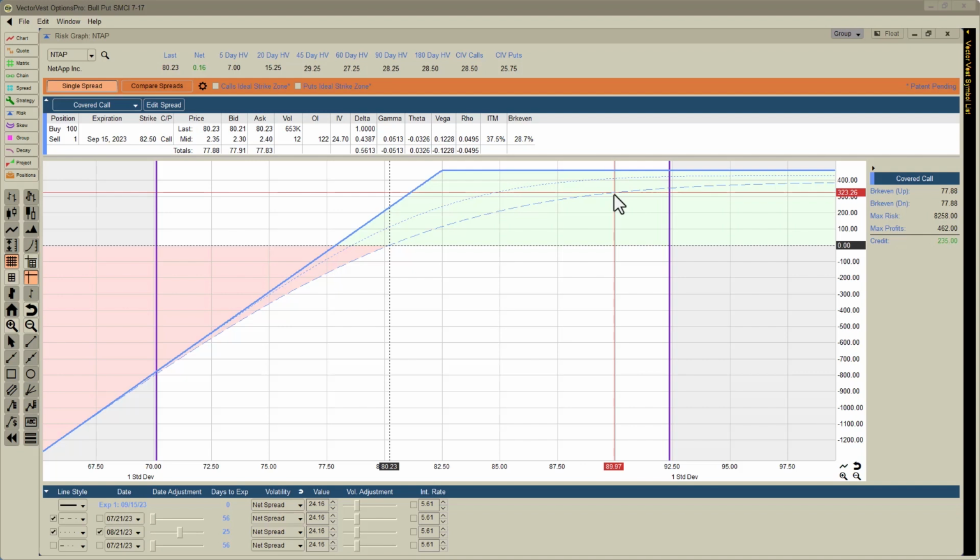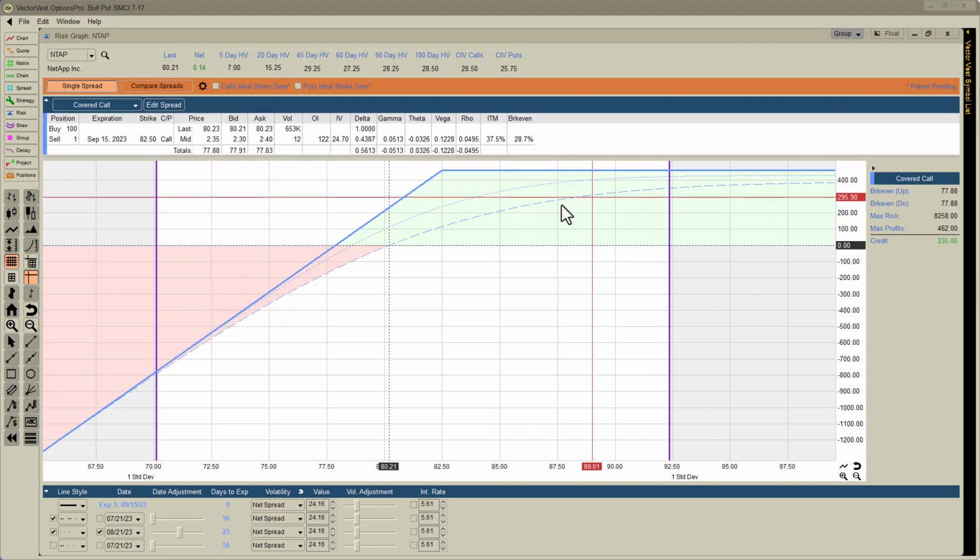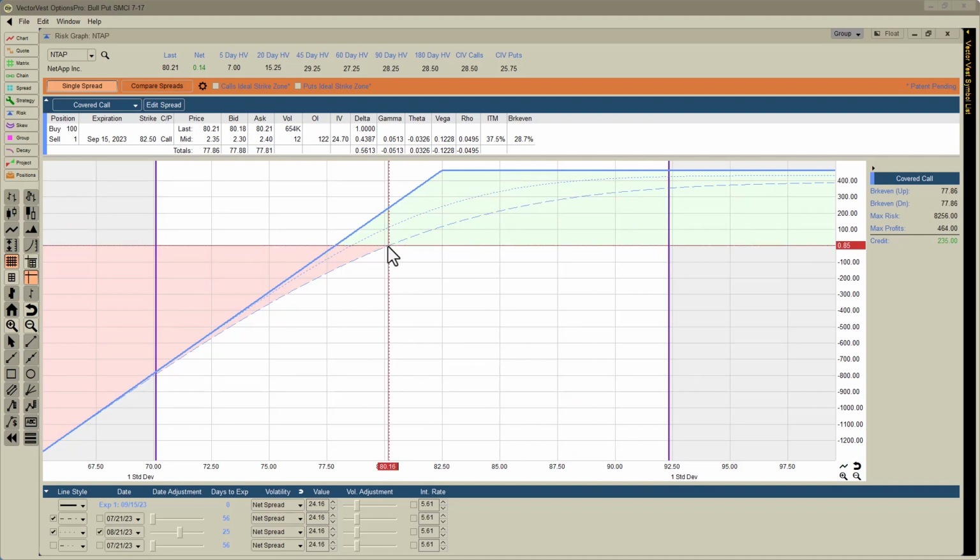And that call will always provide you some extra comfort zone. And again, the beauty of this trade is in 56 days, as long as you are above $77.90, you will be profitable. This trade is giving you a $3 cushion essentially to be profitable. That's the beauty of what a covered call can do.